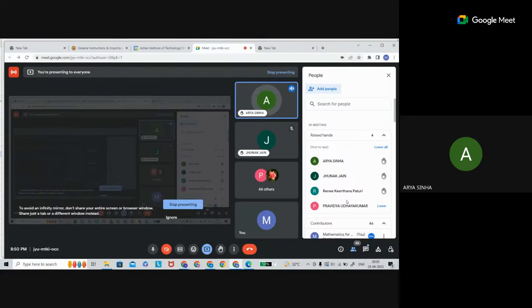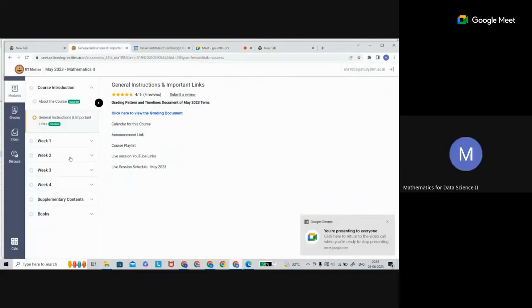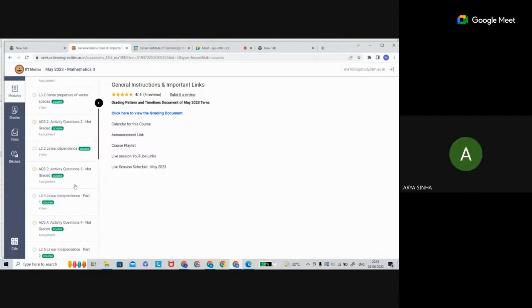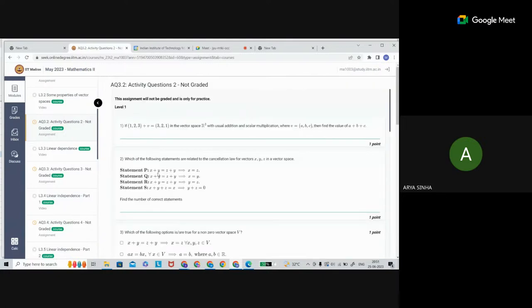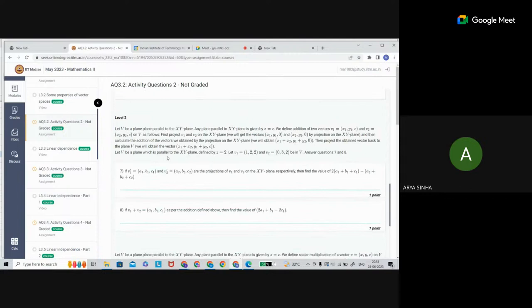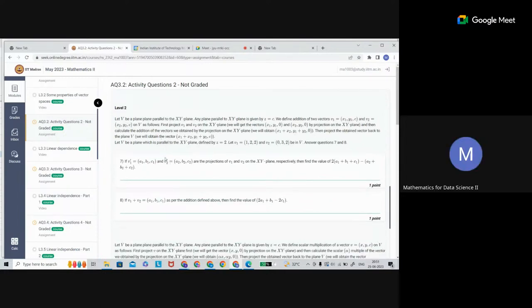Actually, I have a doubt in the V dash thing. In the activity question also, I was not able to attempt that question. Which activity? In activity 3.2, 3.3.3, question number 7. Okay, this one. Yes, sir. What is V dash? So see here.